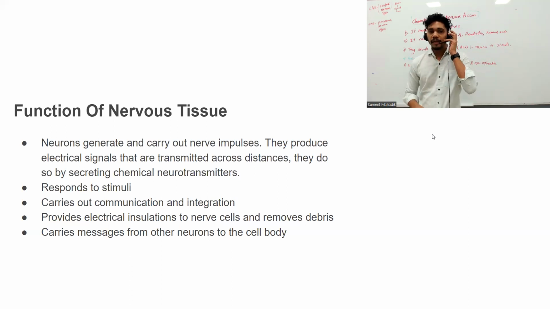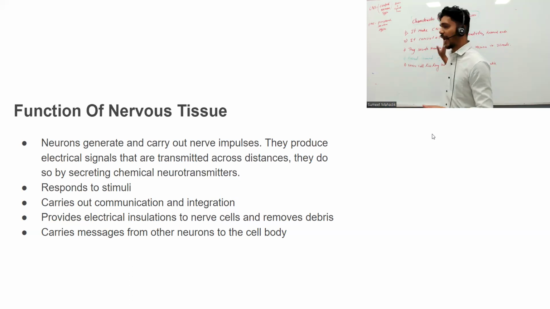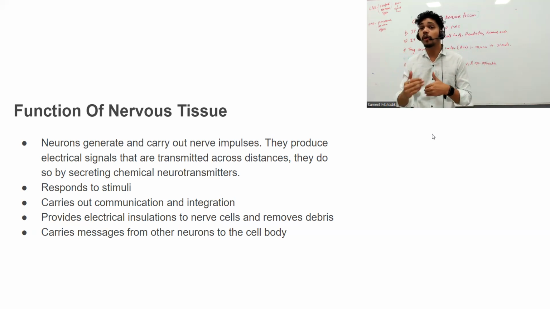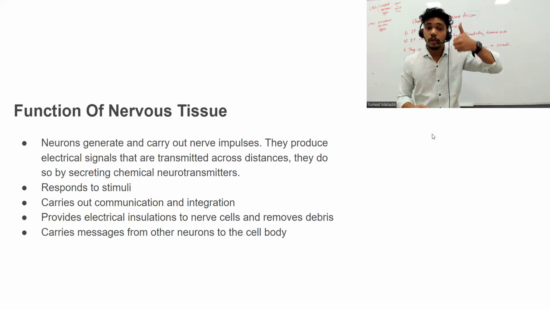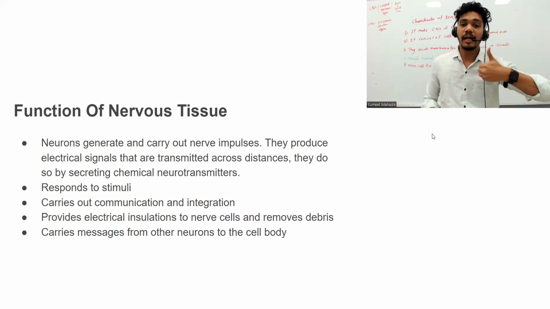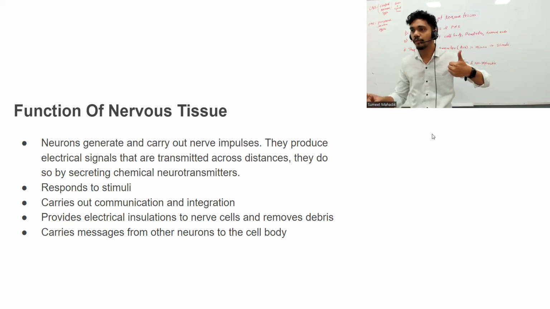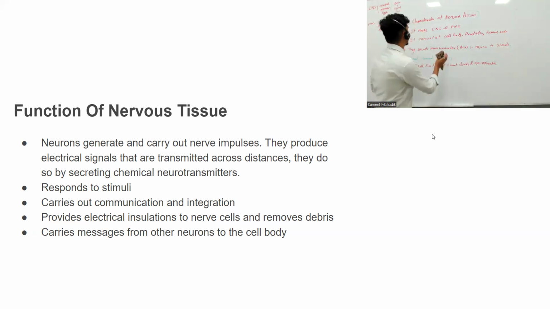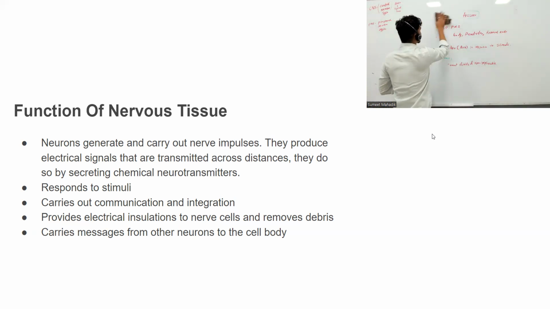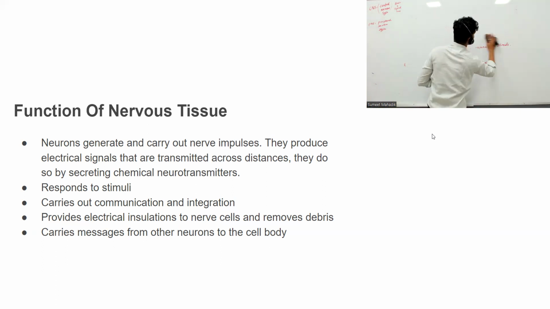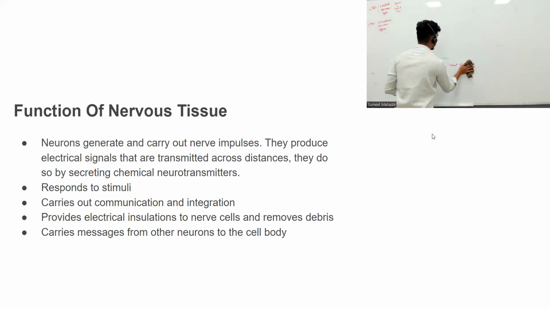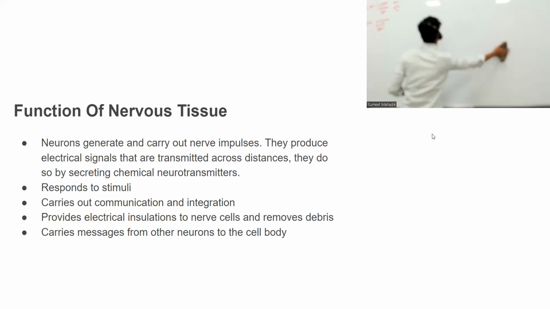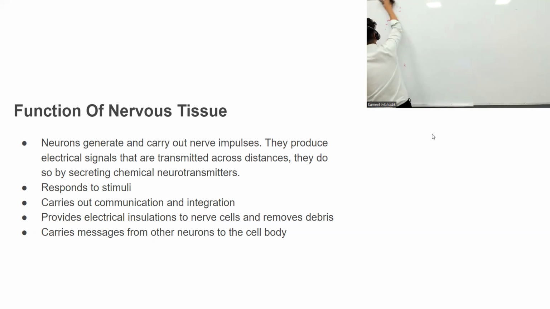Now we're going to talk about the functions of nervous tissue. These were the characteristics; now the functions. First, neurons generate and carry the nerve impulse. Yes or no? What is the first function of nervous tissue? They generate and carry the impulse. You can write it in your book quickly.